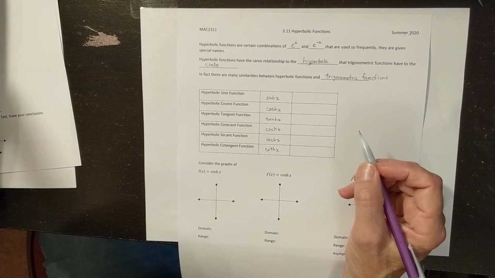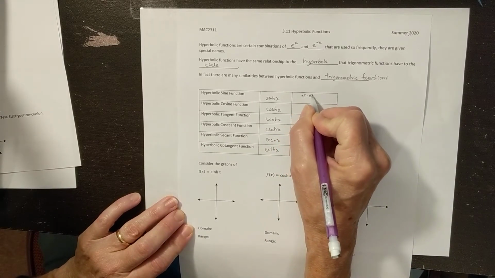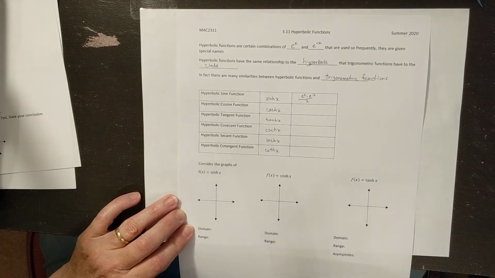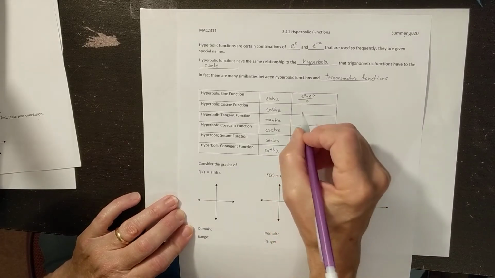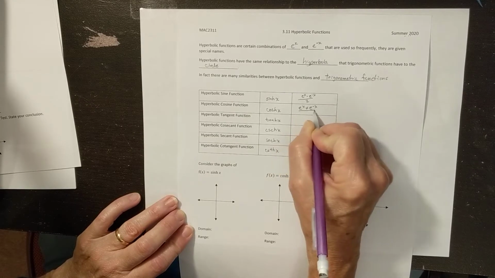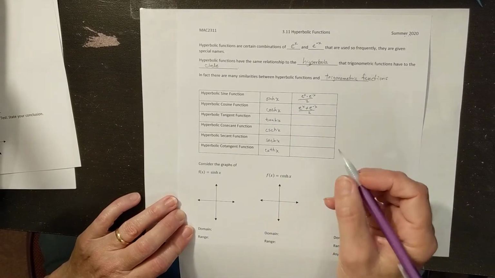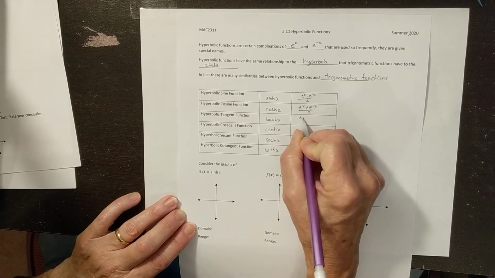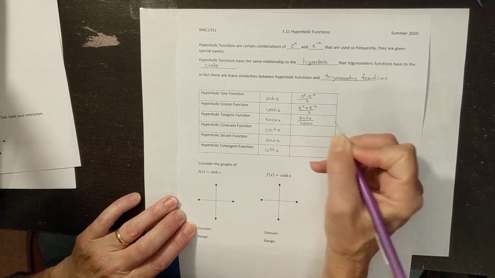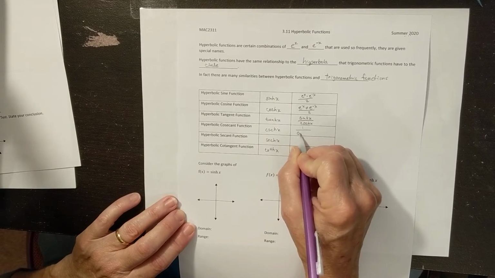The hyperbolic sine is defined to be e to the x minus e to the negative x divided by 2. It's the combination of e to the x over 2 minus e to the negative x over 2. Cosine is the combination of e to the x plus e to the negative x divided by 2. Tangent, we can write it in terms of the exponential functions, but it is the hyperbolic sine divided by the hyperbolic cosine. Cosecant is 1 over the hyperbolic sine.